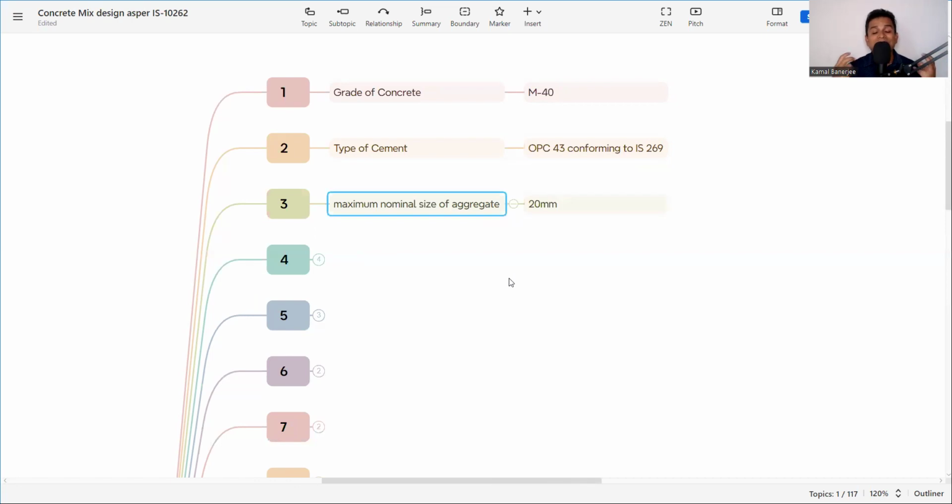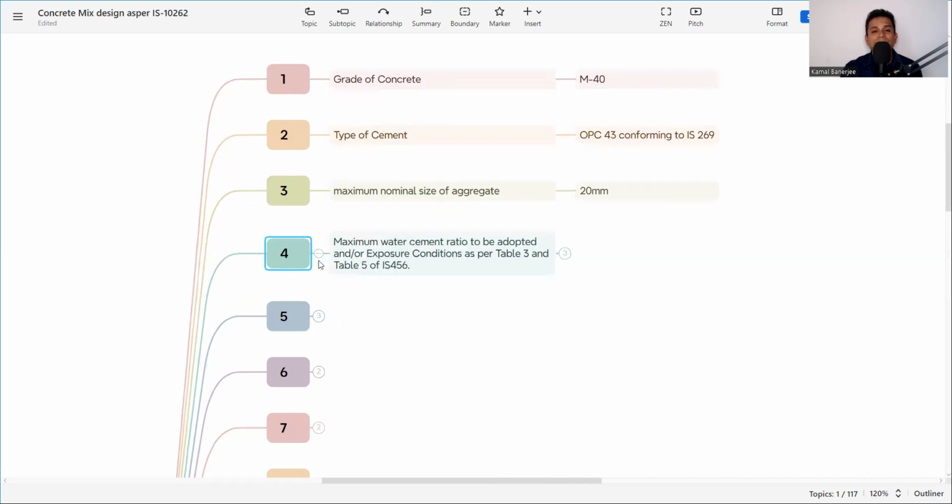हमारा सबसे बड़ा साइज क्या है एग्रीगेट का? Here we are taking 20 mm. Why do we need to take it? Because we will see later that according to the size, the water cement ratio, the coarse aggregate fine aggregate ratio, and everything changes because the properties are changing. So it is very important to finalize the maximum nominal size of aggregate. Here it is 20 mm.